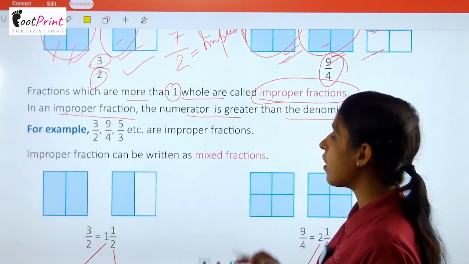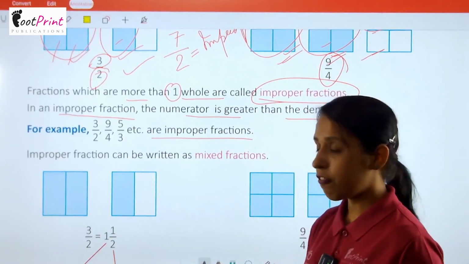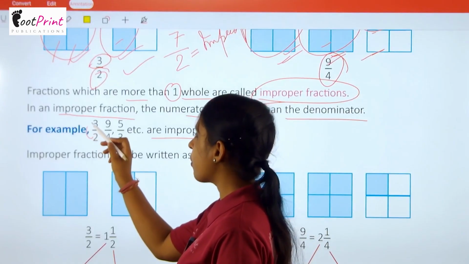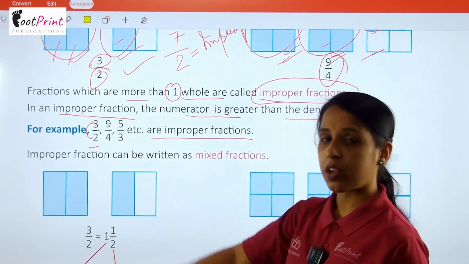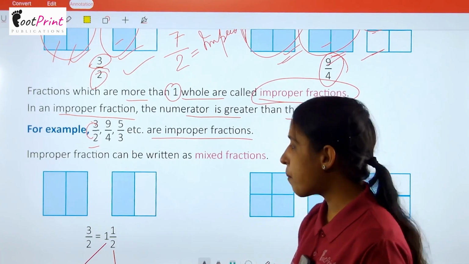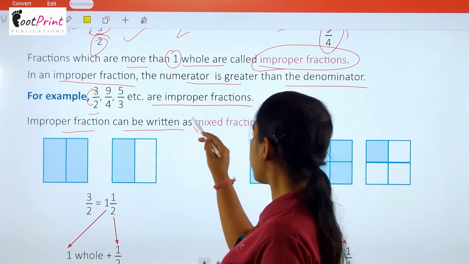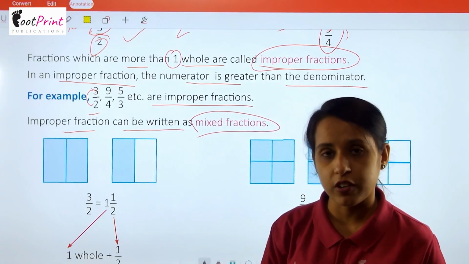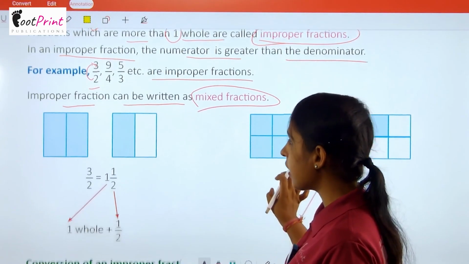For example, 3 by 2, 9 by 4, 5 by 3 are improper fraction because here numerator is greater than denominator. यहाँ पर जो numerator दिया हुआ है हमें वो क्या है, denominator से बड़ा है. Okay, now improper fractions can be written as mixed fraction. Improper fraction को हम mixed fraction में भी लिख सकते हैं. अब mixed fraction क्या होता है देख लेते हैं.